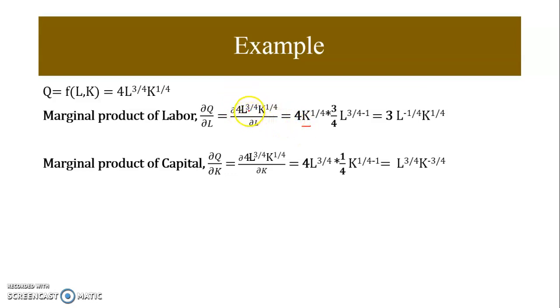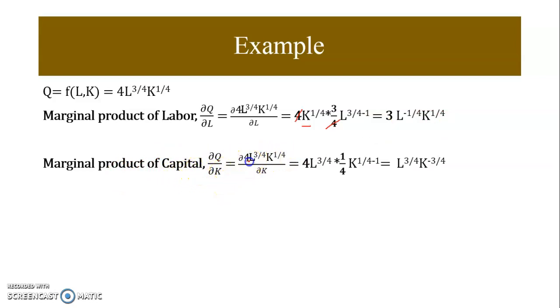So this is L raised to power 3 by 4, which is 3 by 4 into L raised to power 3 by 4 minus 1. So this is 4, and 4 will get cancelled. So this is 3 into L raised to power minus 1 by 4 into K raised to power 1 by 4. Okay. Similarly, you can calculate the marginal product of capital by taking L as constant.